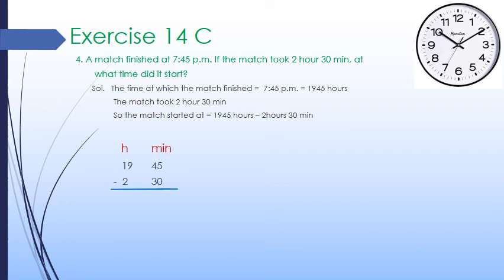So, when we subtract 2 hours 30 minutes from 19 hour 45 minutes, what do we get? Let us see. 45 minutes minus 30 minutes is equal to 15 minutes, and 19 hour minus 2 hour is equal to 17 hour. So, the time at which the match started is equal to 17:15 hour, which is equal to 5:15 p.m. in the 12-hour clock, and this is our answer. So I hope you have understood all the questions of this exercise very well.